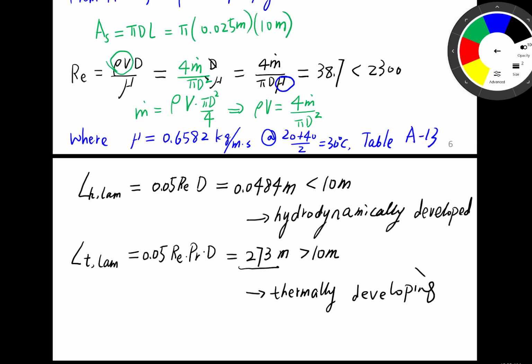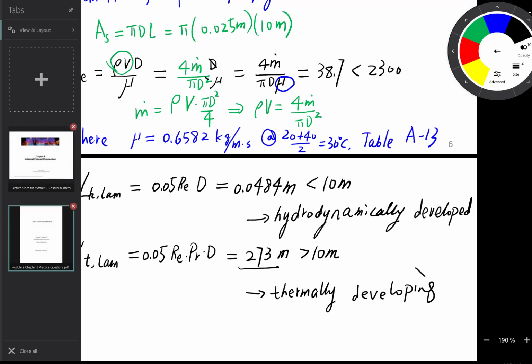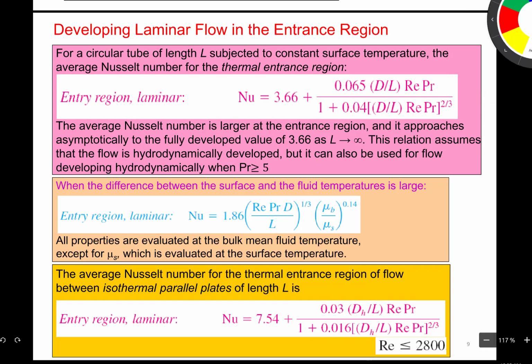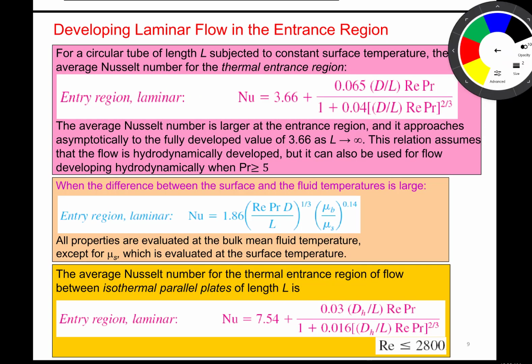So now we know the flow is laminar. It is hydrodynamically developed, thermally developing. Then which correlation should we use? These three correlations are for developing laminar flow. Remember, we computed the Reynolds number.